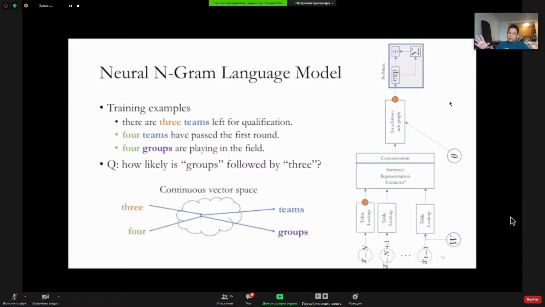So suddenly, because of this tendency of compression in neural net training, this neural n-gram language model is going to tell us that the probability of groups following 3 is non-zero, and actually quite likely, because we saw groups following 4 before, and this neural net knows that 3 and 4 are similar to each other. So it automatically solves the problem of data sparsity by capturing these similarities among all these discrete tokens based on the data.